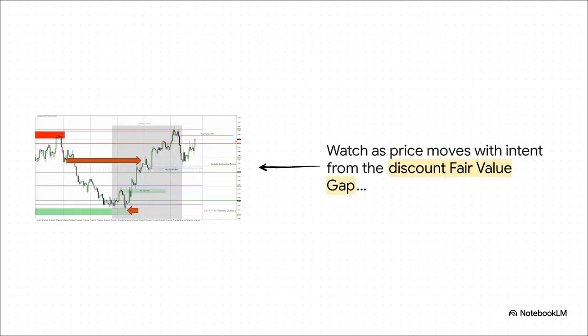Now watch how this move builds. Price doesn't just turn on a dime anywhere in that discount zone. No, it trades down specifically into a fair value gap, a key institutional PD array. This spot right here is the launch pad. This precise level is what provided the fuel for the entire weekly move higher.